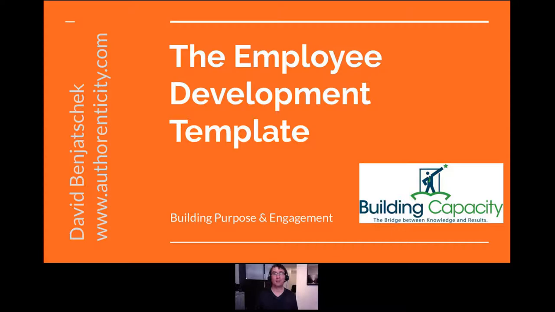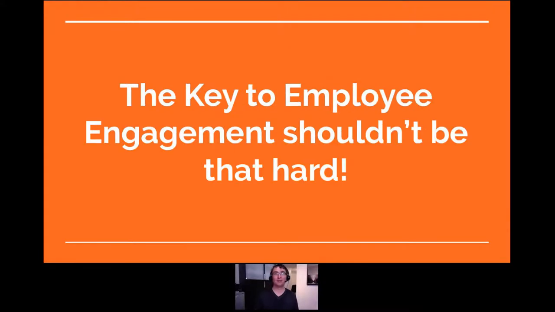Two purposes, to build purpose and engagement. When you look at building engagement for leaders and managers and their employees, it can be really complex. You can take 1,000 workshops, buy 1,000 books on the subjects, but I like to break things down to be simple. If you want employee engagement to increase, then engage your employees. And I know it sounds really easy to say, and it's harder to do.